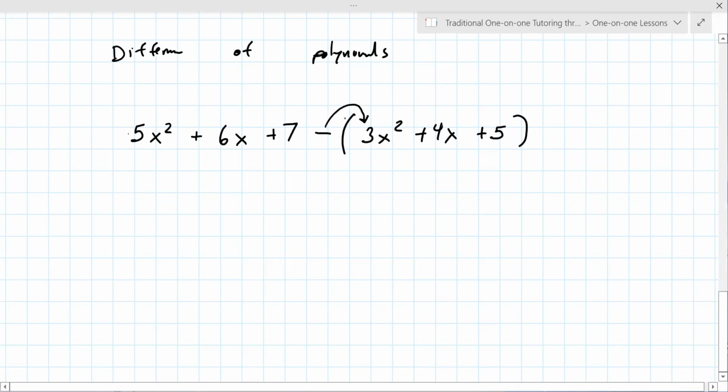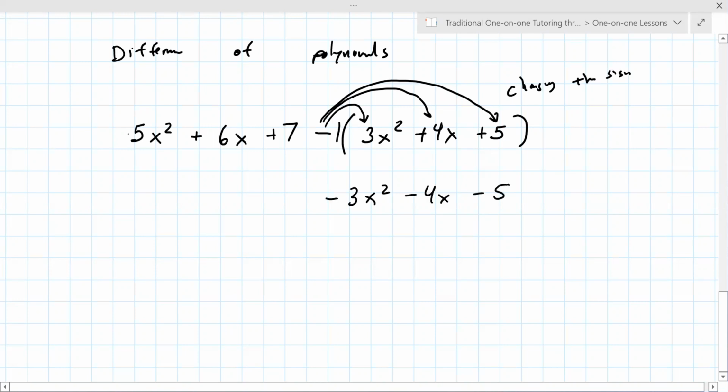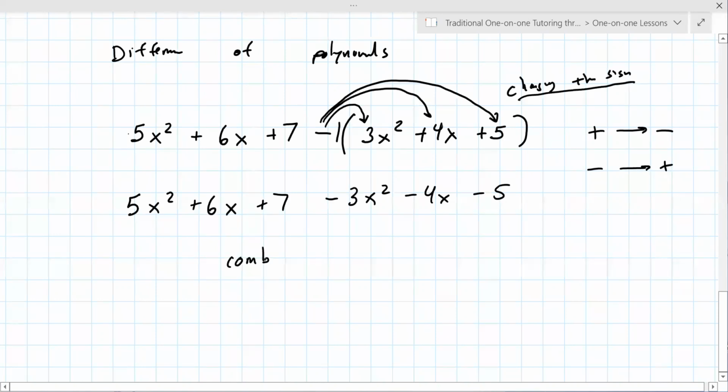We're going to put this negative into each one. It's really -1, but you're basically changing the sign of each. So it becomes minus 3x squared minus 4x minus 5. So when you change the sign, a plus goes to a minus and a minus goes to a plus. Okay. And then you bring down the other terms. So from this step, you need to do what's called combine like terms.